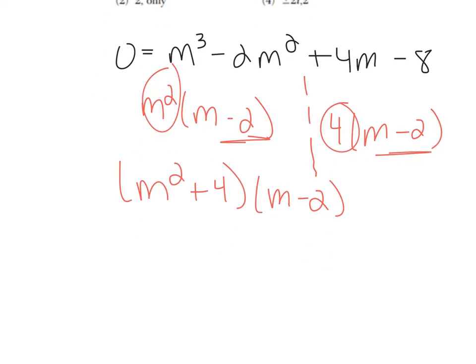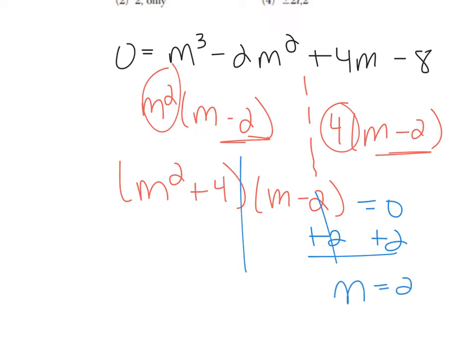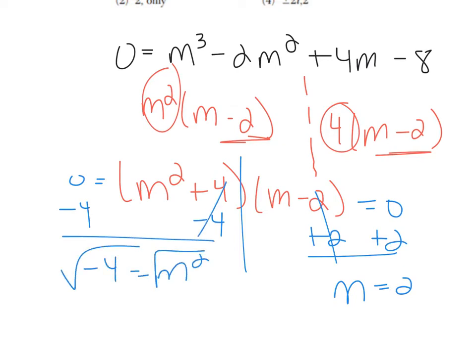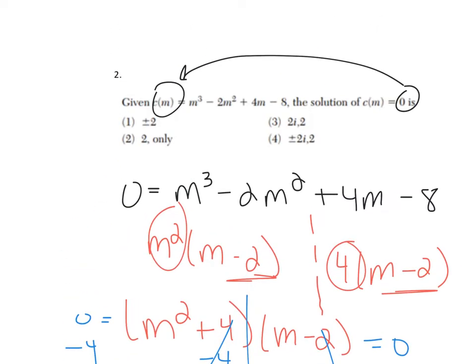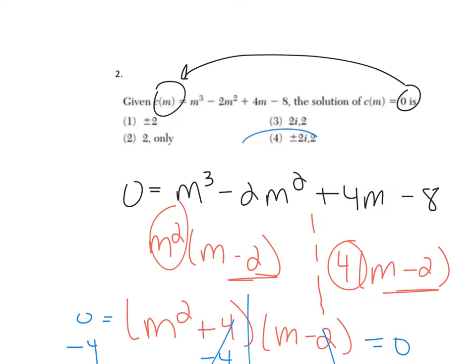And then, since we set the whole equation equal to 0, we're going to solve. Add 2 over, m equals 2, or subtract 4 over, negative 4 equals m squared, and I'm going to square root this, m equals plus or minus 2i. Square root of 4 is 2, square root of a negative is i, and because I took a square root, I get plus or minus in front. And then I get my answer choice of choice 4.